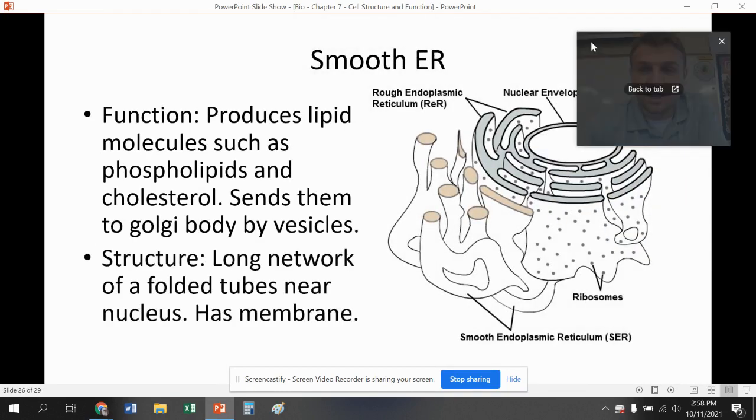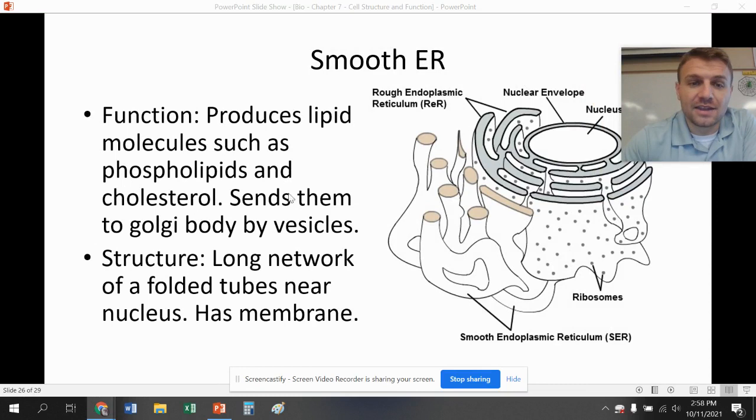Smooth ER, on the other hand, produces lipids, things like phospholipids and cholesterol, and sends them to the Golgi body by vesicles. They're a long network of tubes that also have a membrane that's connected to the nucleus.